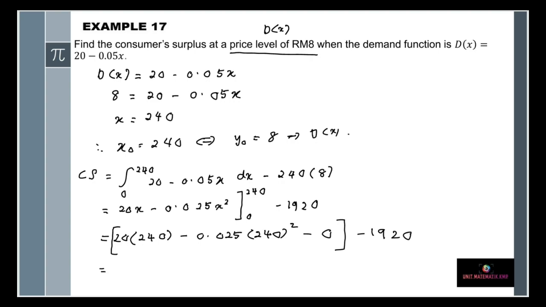Press your calculator and your final answer should be 1440. Because this one is CS, my conclusion is here. So therefore the CS is, don't forget the RM1440.